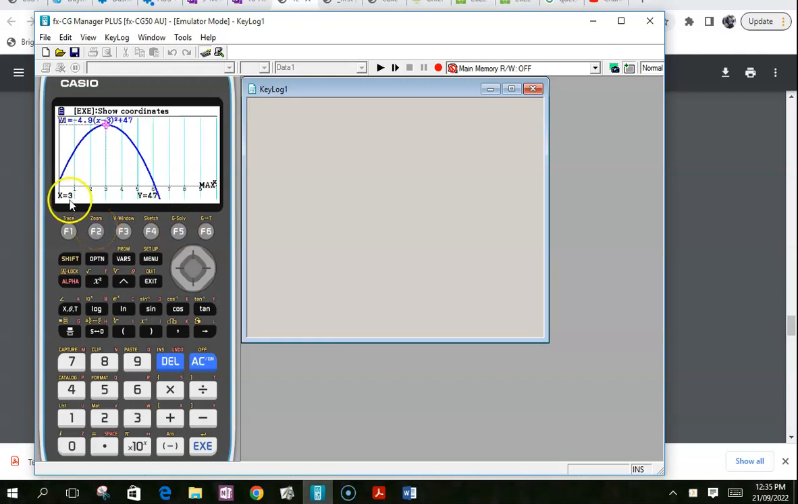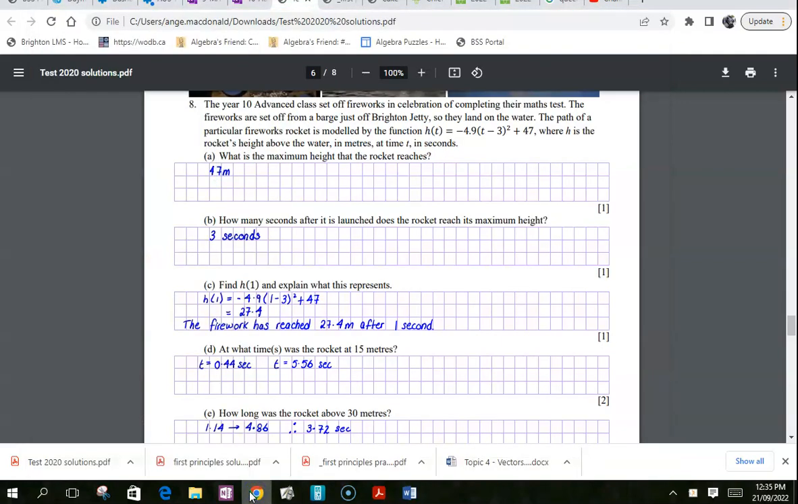So you get 2 values. The X is when it reaches the maximum height, because X represents the time, but your maximum height is 47. And please notice, you have to write the units. Don't just write 47. So now we've answered part B, how many seconds after it is launched does the rocket reach its maximum height? We already did that, that was your X value. Find h of 1 and explain what this represents.